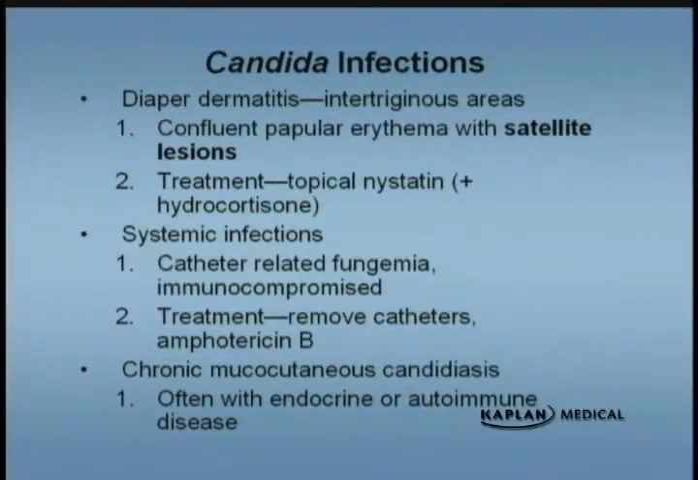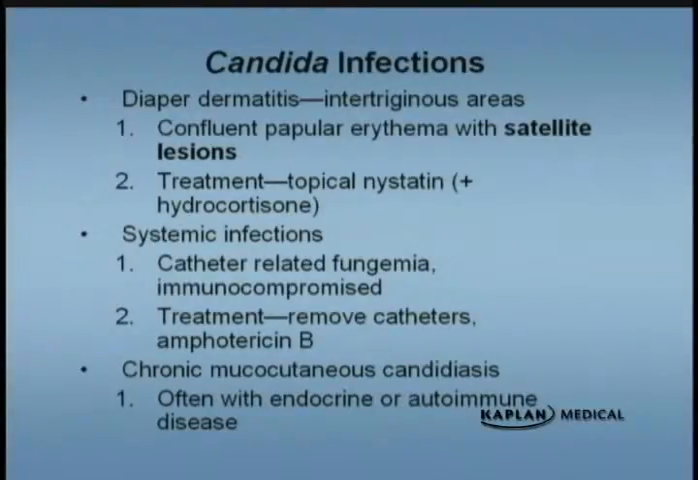Diaper dermatitis occurs in the intertriginous areas. Look for a very raw red area, and they'll have little areas outside of it that they call the satellite lesions, and with time they become confluent. And it's really just going to be a clinical diagnosis, and the treatment again is going to be topical nystatin with or without hydrocortisone because it does bother them somewhat.